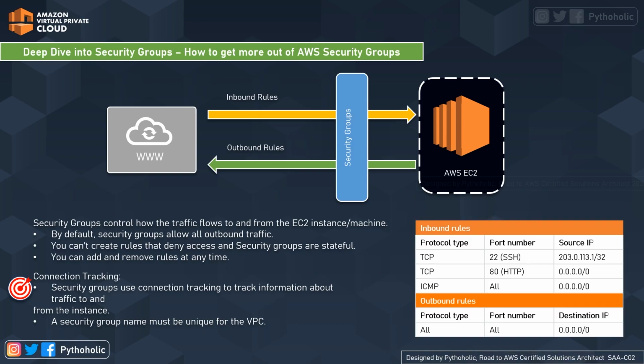And when we talk about security groups, there is a very important concept that comes along, called connection tracking. In EC2 instances, if you send a request from your instance, the response traffic for that request is allowed to flow in regardless of the inbound security group rules. That is what makes security groups stateful, and that is achieved by connection tracking. Security groups use connection tracking to track information about traffic to and from the instances.